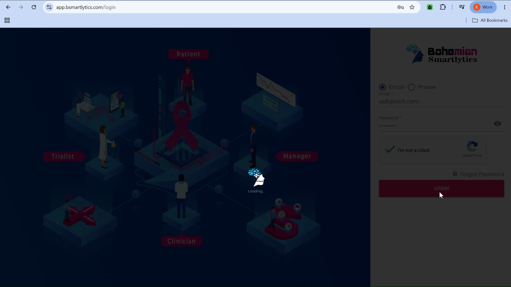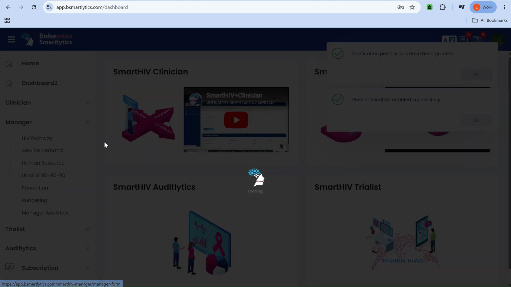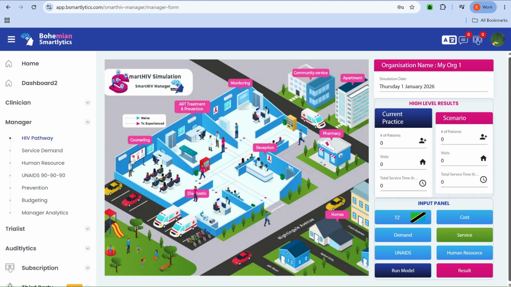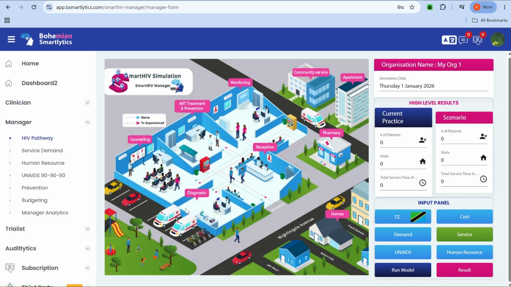This is SmartHIV PRISM, fully web-based, running entirely on Bohemian Smartlytic's own simulation engine, developed from the ground up. No third-party software underneath, no external licenses, built in-house from the ground up. What you're looking at is a global digital twin of HIV services.